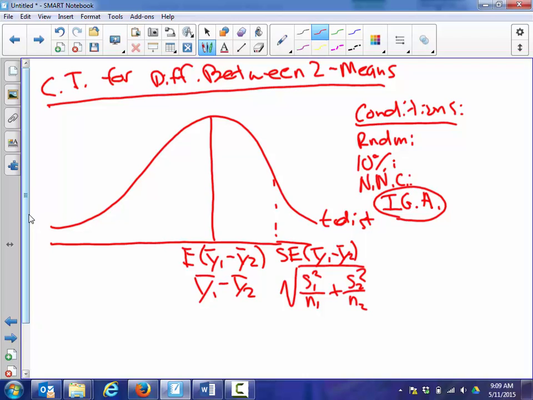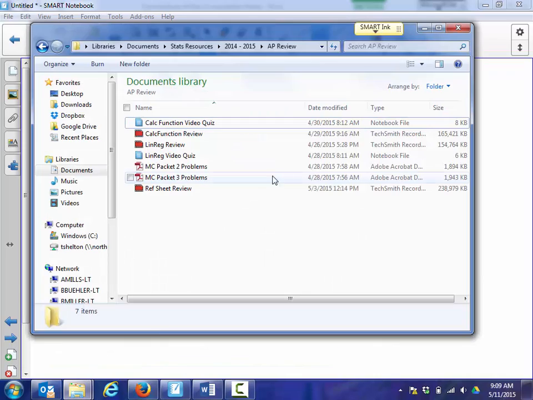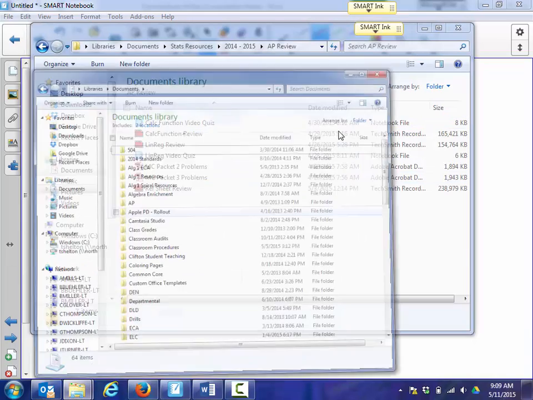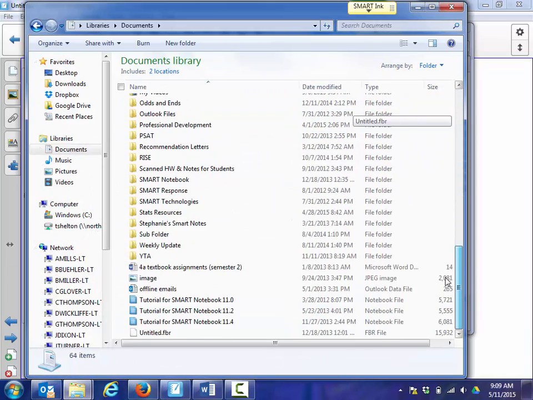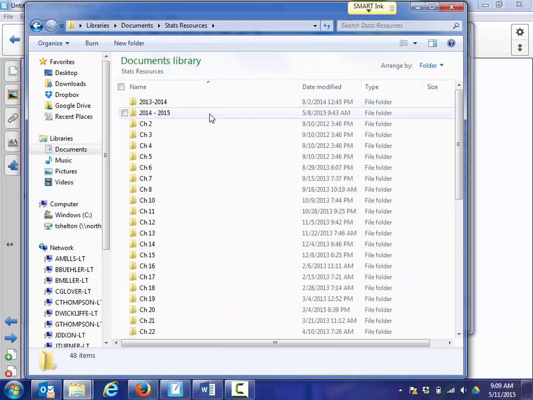Randomization, 10%, nearly normal, again by taking your sample data, making two histograms and seeing if they're unimodal and symmetric, and then the independent groups assumption is found by seeing whether or not you think the two different groups are affecting each other in any way. All right, so you're going to use a t-distribution here.